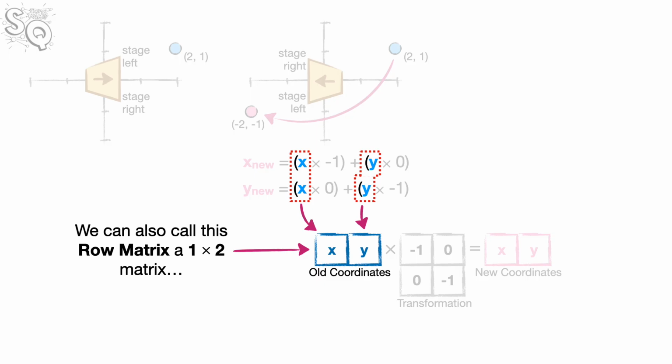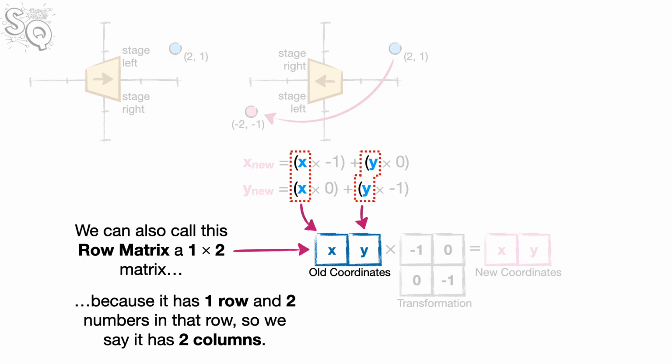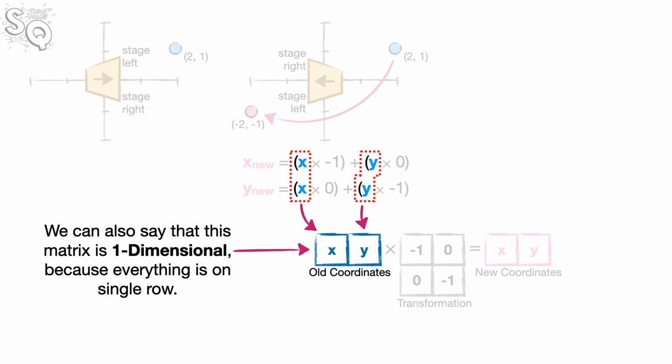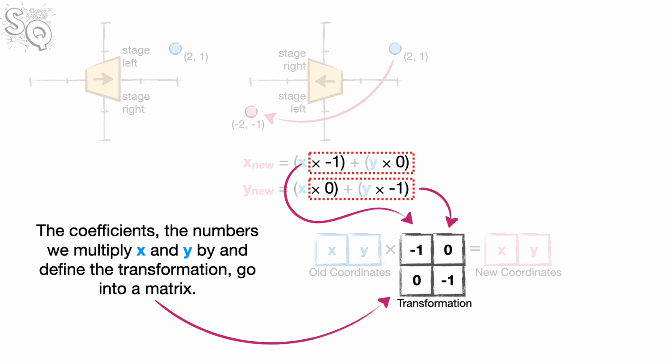We can also call this row matrix a 1 by 2 matrix, because it has one row and two numbers in that row, so we say it has two columns. We can also say that this matrix is one-dimensional because everything is on a single row. The coefficients, the numbers we multiply x and y by and define the transformation, go into a matrix.